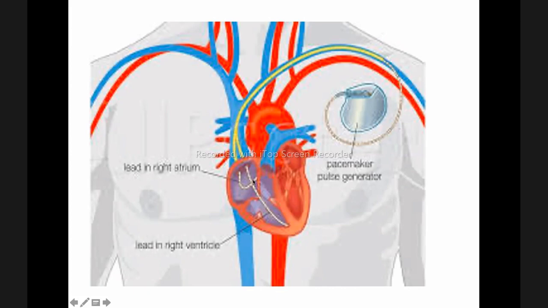So these start acting like your conduction system, okay? You put one lead in the right atrium, a second lead in the right ventricle. This is what we call the box or the pulse generator. It generates impulses from there. It's got a battery. So this generator will start pacing your heart. It will produce an electrical impulse which goes to your atria. Your atria contract. Then after a set time, it sends the impulse to the right ventricle. The ventricles contract. Then you maintain an adequate cardiac output.